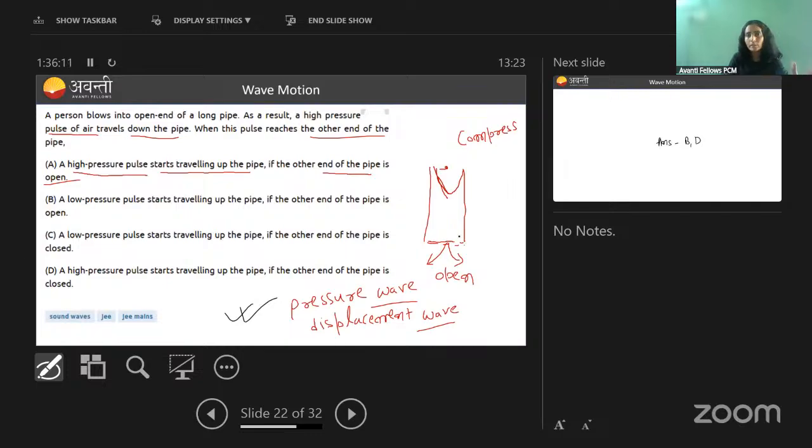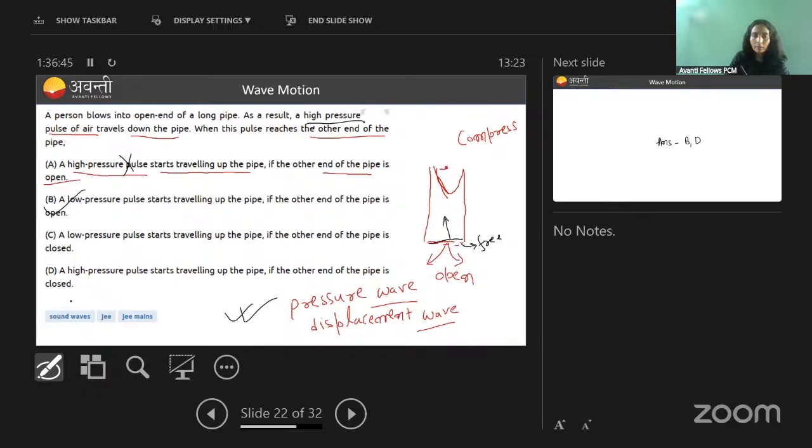अगर लेट्स आंसर दिस क्वेश्चन फॉर डिस्प्लेसमेंट थिंग. अगर डिस्प्लेसमेंट का यहाँ पे मैक्सिमम आता है, सिंस दिस इज फ्री एंड, जब वापस जाएगा तब भी कैसा जाएगा वो? मैक्सिमम जाएगा. बट हियर वी आर टॉकिंग अबाउट व्हाट? वी आर टॉकिंग अबाउट प्रेशर वेव. सो इफ प्रेशर का मैक्सिमम आ रहा है तो मिनिमम जाएगा. ठीक है. So high pressure pulse starts traveling up? No, it will be correct because it will be true for displacement wave. And low pressure pulse start traveling up? Yes, क्योंकि incident हुआ है high pressure. Done it? So B is correct.